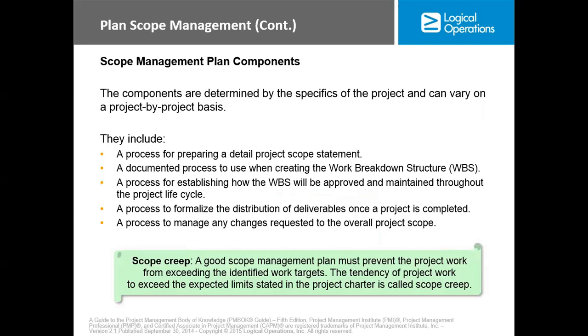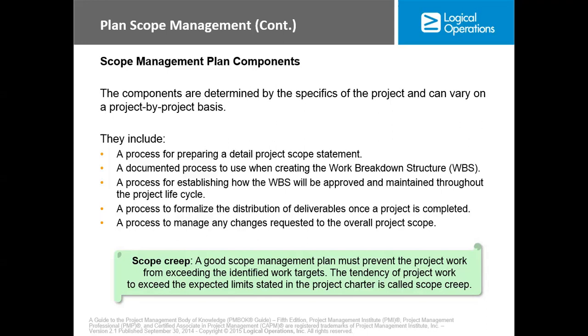Now the scope management plan components. The components are determined by the specifics of the project and can vary on a project by project basis. It includes a process for preparing a detailed project scope statement, okay, a documented process to use when creating the WBS of the project, a process for establishing how the WBS will be approved and maintained throughout the project lifecycle, a process to formalize the distribution and deliverables once a project is completed, a process to manage any change requests to the overall project scope.